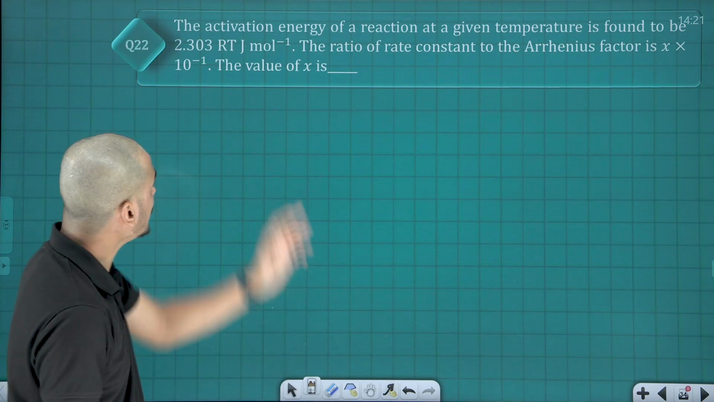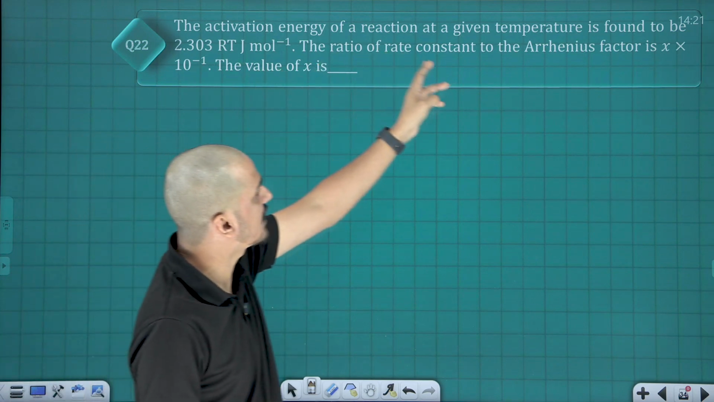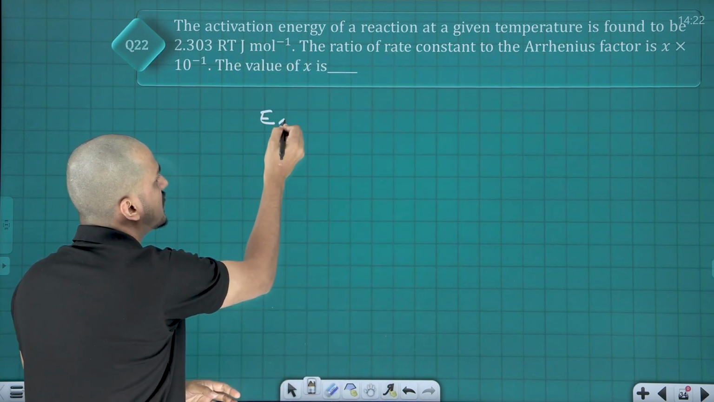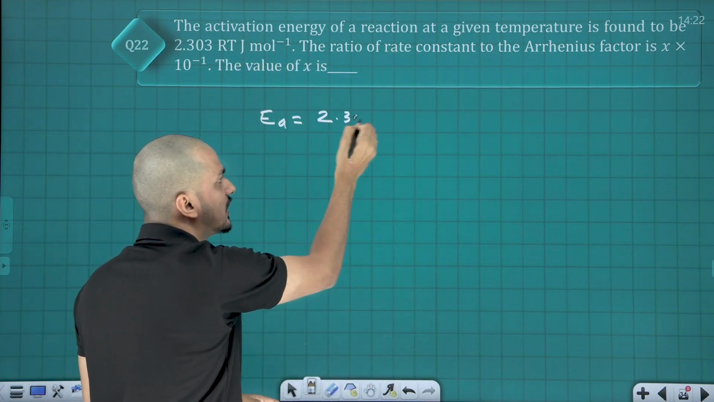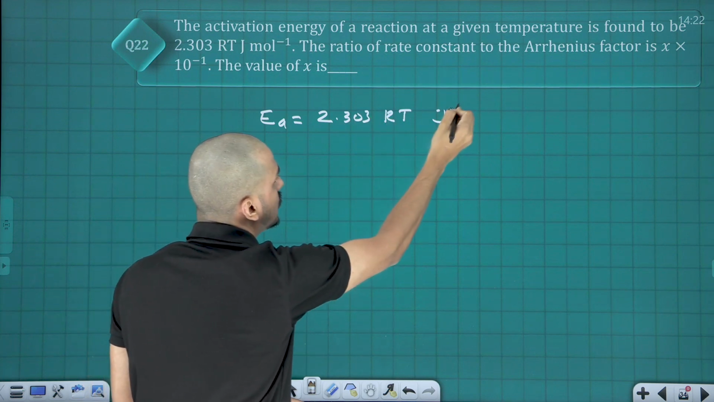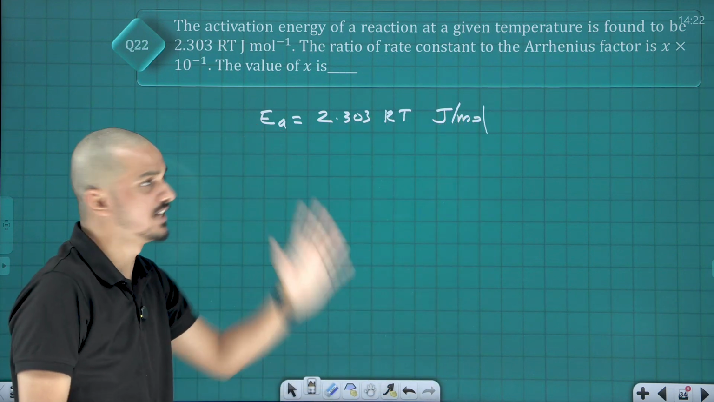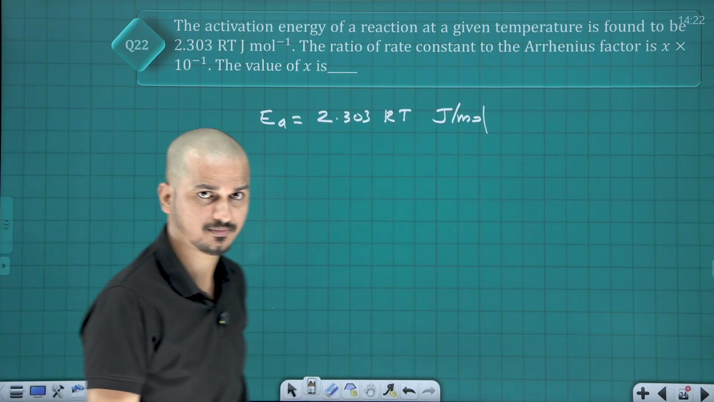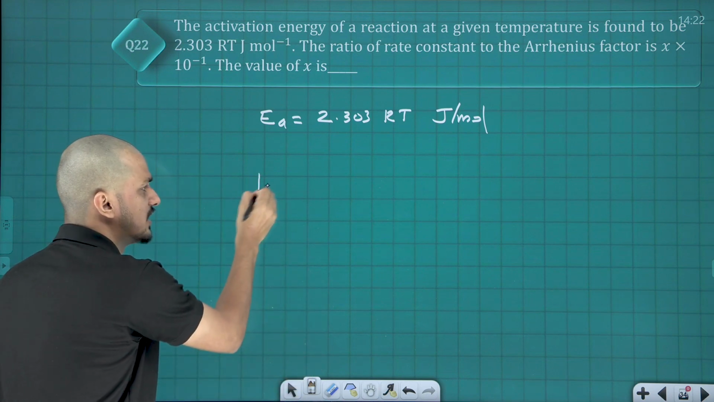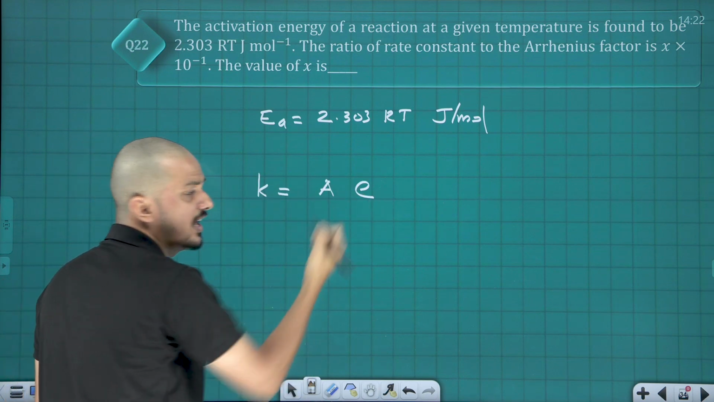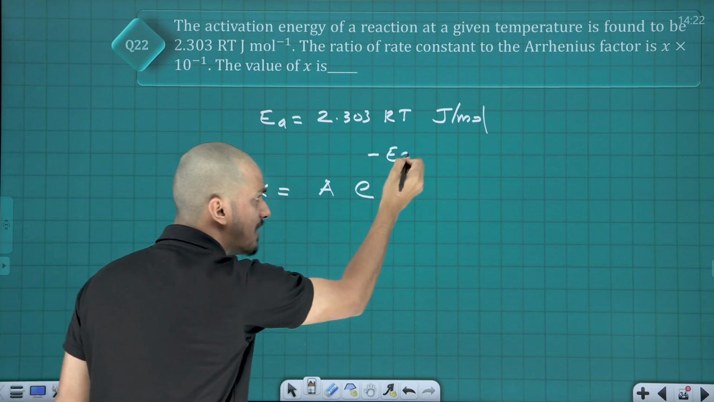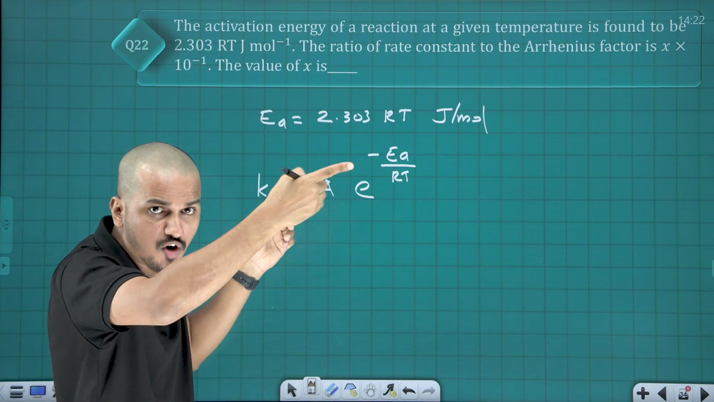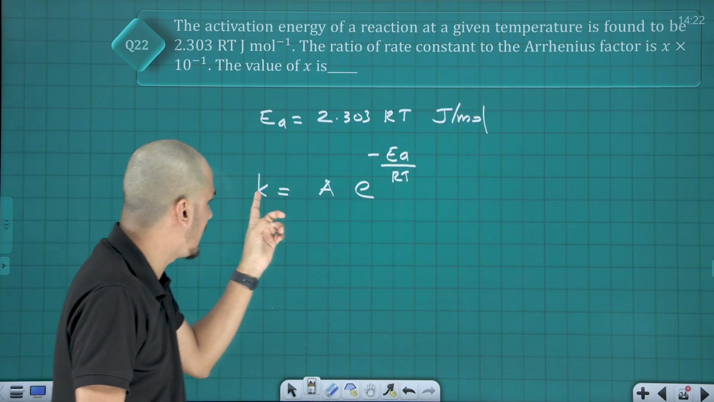What about the next question? The activation energy of a reaction at a given temperature is found to be 2.303 RT joule per mole. Then they are asking the ratio of rate constant to the Arrhenius factor. To find that, we know the Arrhenius equation: K equal to A e raised to minus EA by RT. They are asking the ratio of rate constant to Arrhenius factor, that means K divided by A.